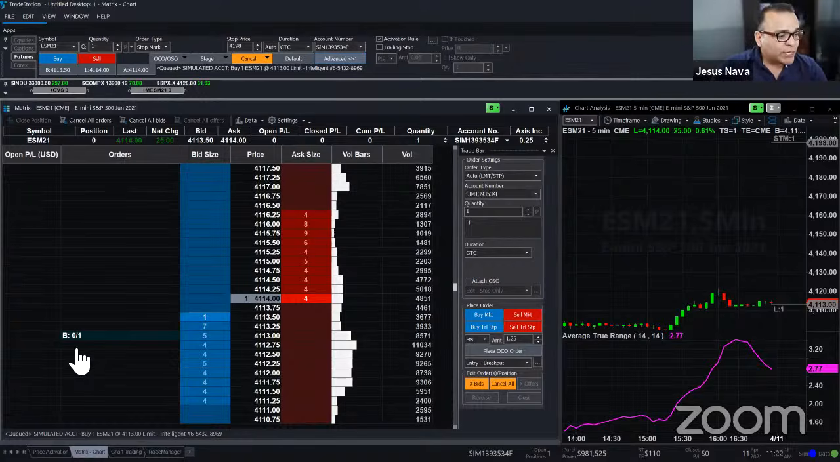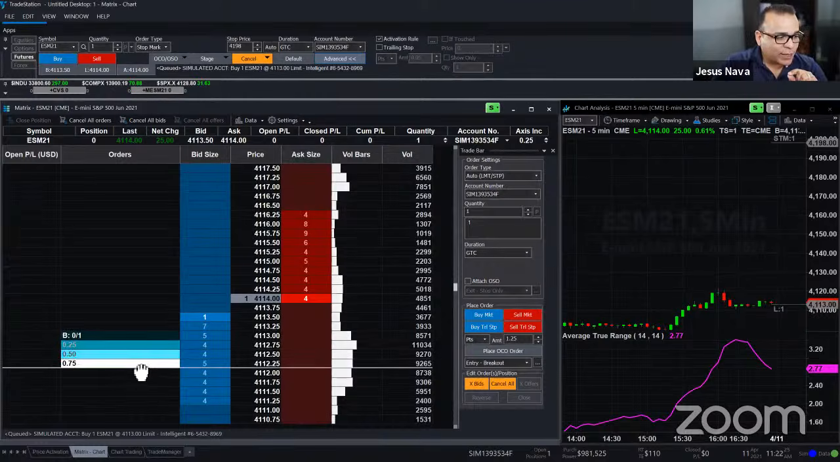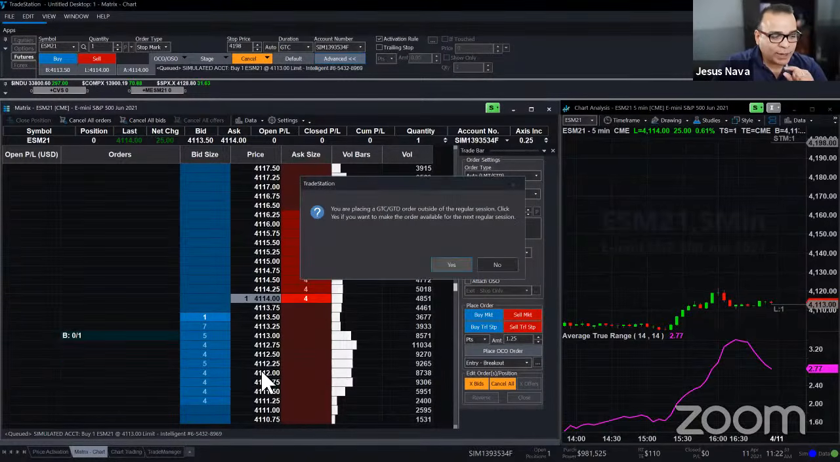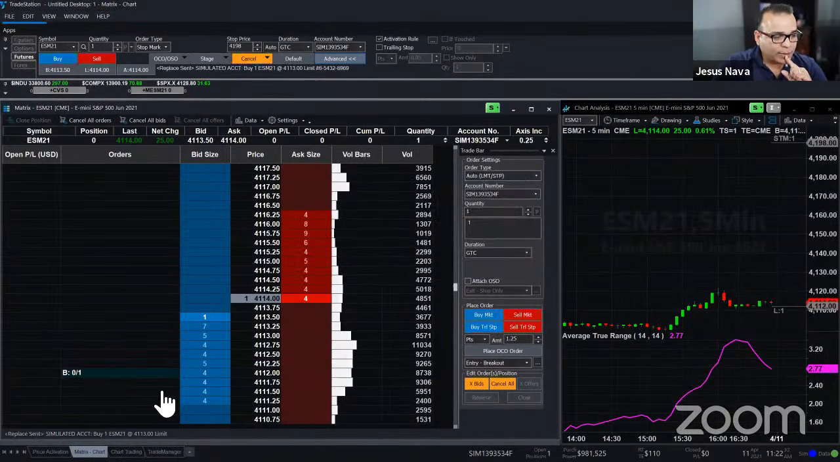If you want to change your price for your entry order, let's say that I change my mind, I want to improve my entry price. Let's suppose that I want to move it to 41.12. All I need to do is click and drag and drop it at the level that I want. Once I do that, the order moves very quickly. So for those of you that are day traders and want to place trades very quickly, the matrix is an outstanding order entry tool to use.